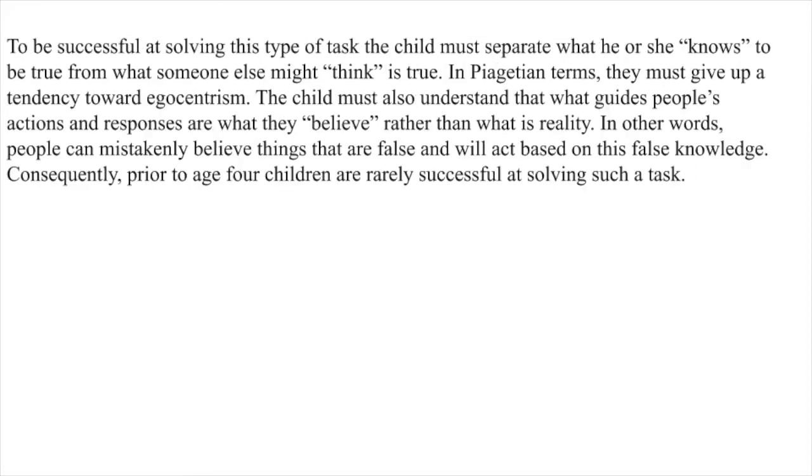To be successful at solving this type of task, the child must separate what he or she knows to be true from what someone else might think is true. In Piagetian terms, they must give up a tendency toward egocentrism. The child must also understand that what guides people's actions and responses are what they believe, rather than what is reality. In other words, people can mistakenly believe things that are false, and they will act based on this false knowledge. Consequently, prior to age 4, children are rarely successful at solving such a task.